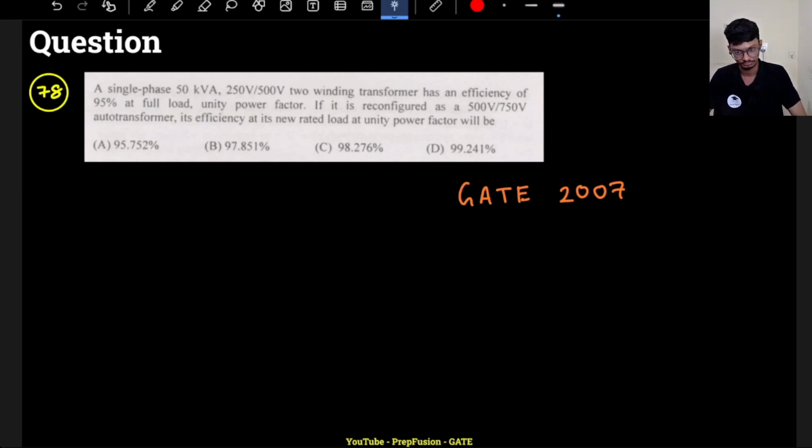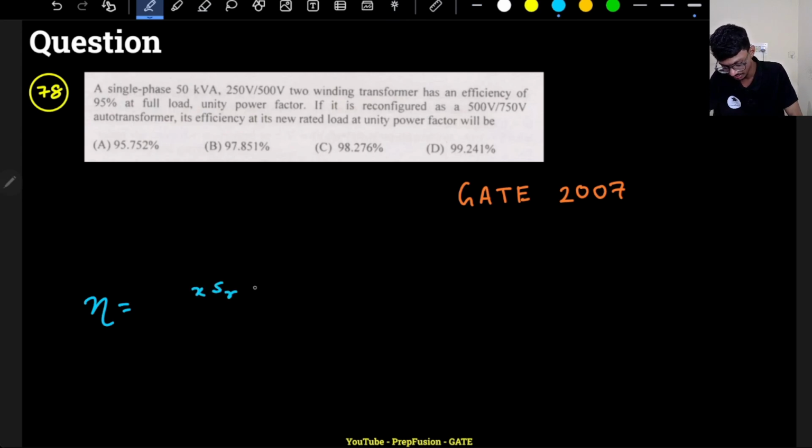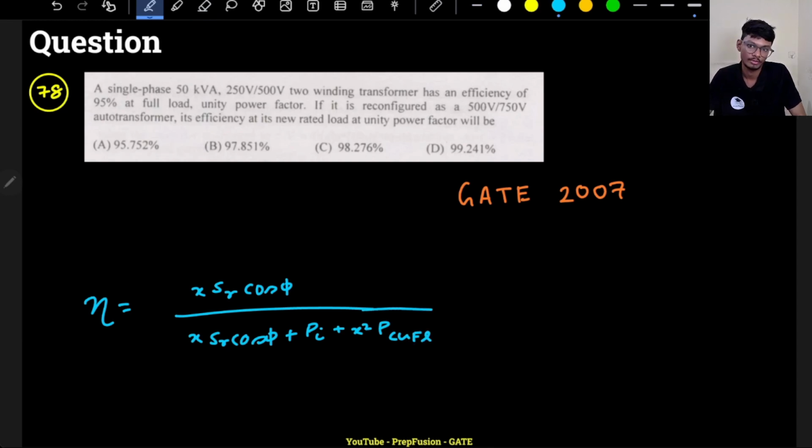How do I find it out? We know the efficiency formula of a two winding transformer, the normal transformer efficiency formula. It is x loading into S_R into cos phi, divided by S_R cos phi, the output power, plus the losses. How much are the losses? Iron loss plus the copper loss. Copper loss is how much? x squared into P_CU,FL. So this is the copper loss.